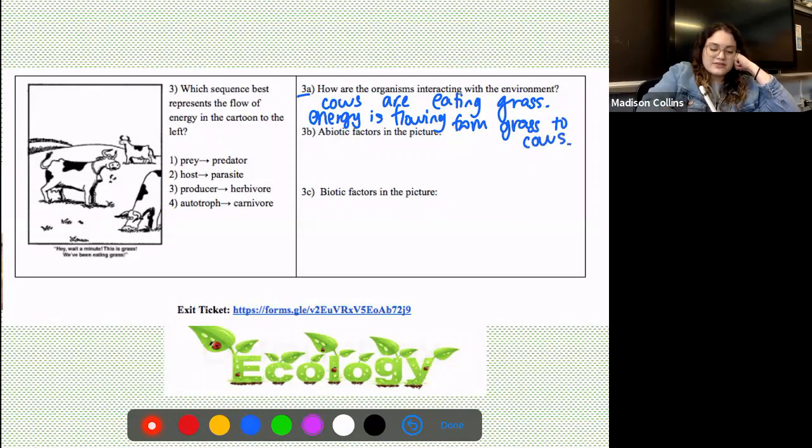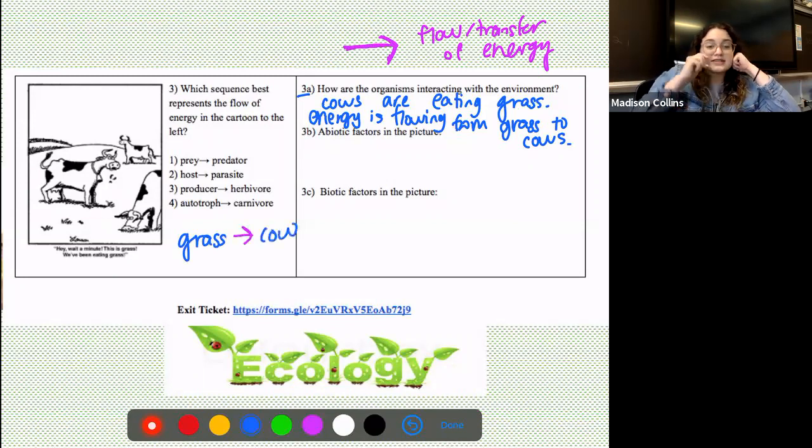Now, remember at the beginning of this lesson where I told you that anytime we see this arrow, we're talking about the flow or the transfer of energy. So if in this example, energy is flowing from the grass to the cows, we would draw our arrow like this. We would say grass, arrow, cow, because although the cows are eating the grass, the energy is flowing from the grass to the cows. So now that sets us up to answer this first question. Which sequence best represents the flow of energy in the cartoon to the left?